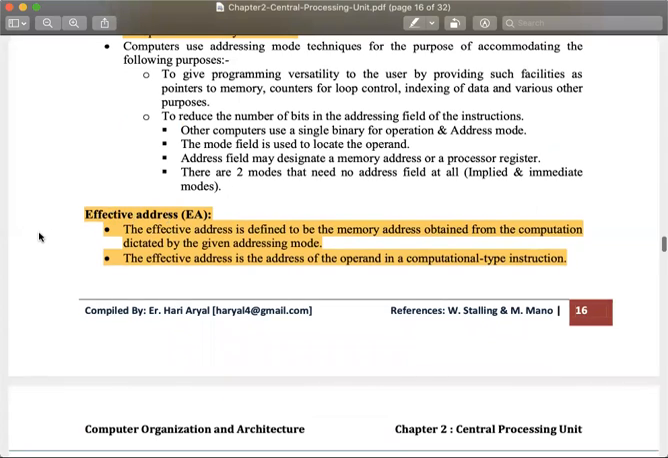In that section there is a topic that is called effective address. Effective address is basically defined on the memory address, which is actually given in the addressing mode.